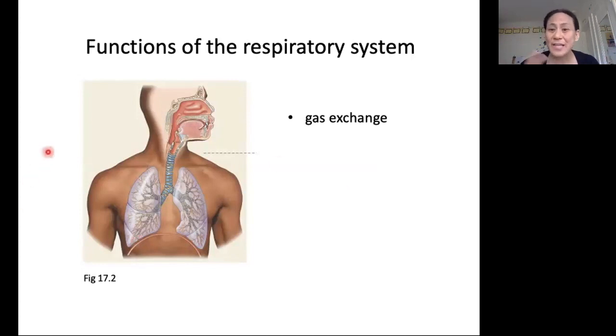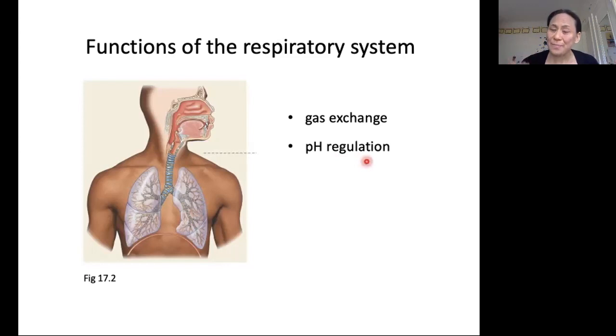So as our cells metabolize, they need oxygen and they produce CO2. And we need to exchange that oxygen and CO2 with the outside environment. The respiratory system, particularly the lungs, are the site at which that gas exchange happens. Probably not a surprise to you.